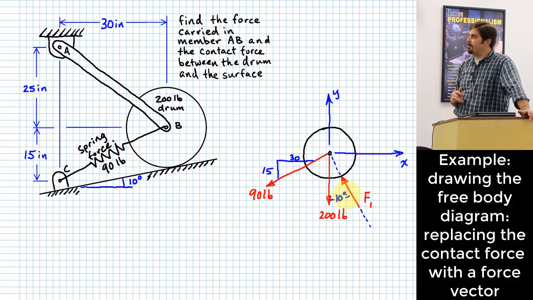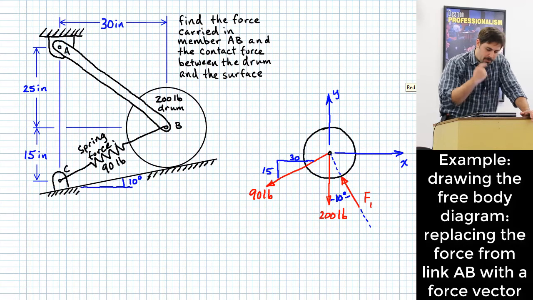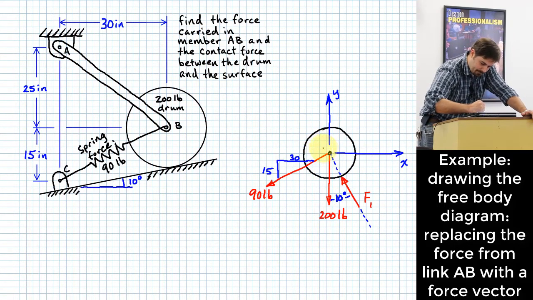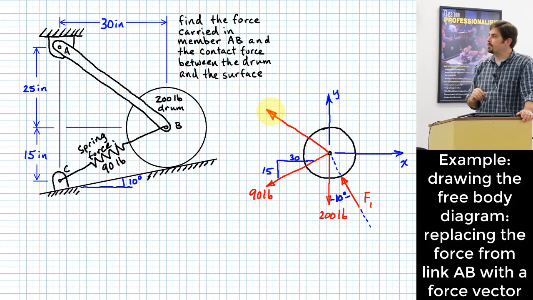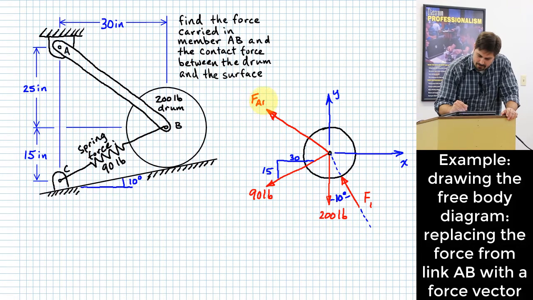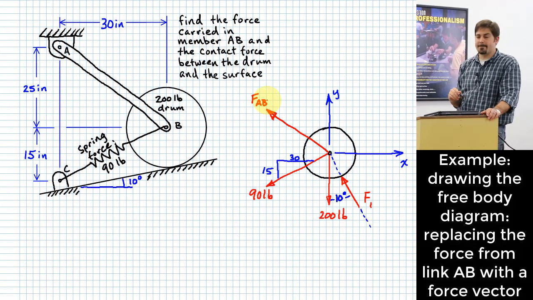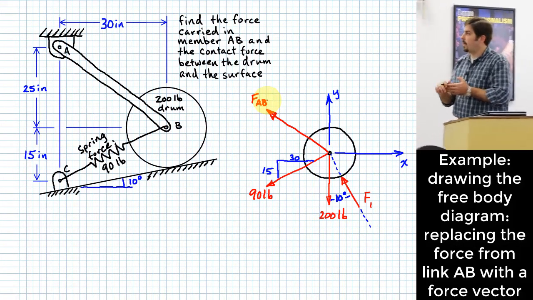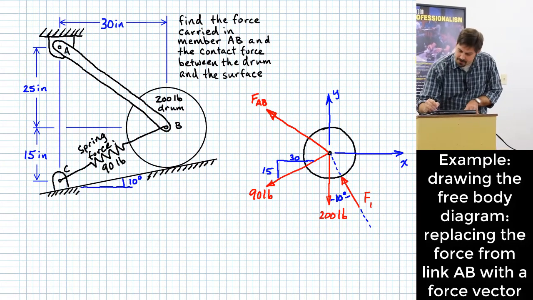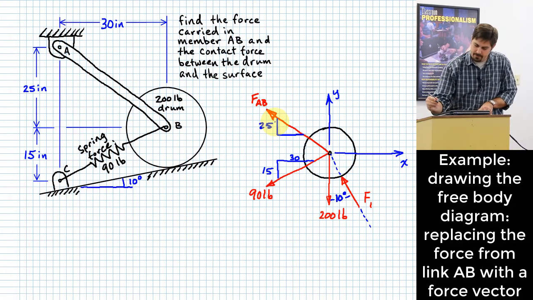All right, now what? Okay, we also need the force in member AB. So I'll draw that up like this. Maybe I'll name that FAB. And then what? Okay, rise over run. We know the two dimensions of this member, so we know it has a rise of 25 for a run of 30.